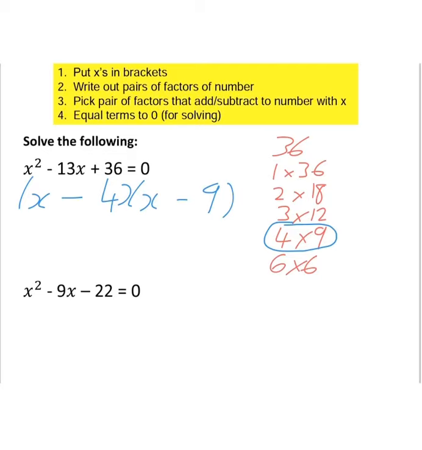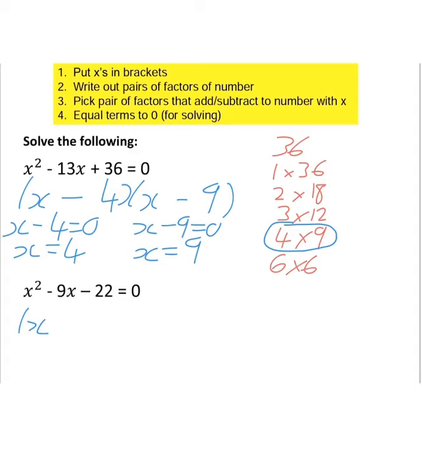So it's equal to terms 0 now. So x minus 4 equals 0. Bring the minus 4 across, it'll go to positive 4, so x equals 4. X minus 9 equals 0. So that x equals 9. Last one then, so again, put the x in brackets. Let's write out the factors of 22. So 1 times 22, 2 times 11.